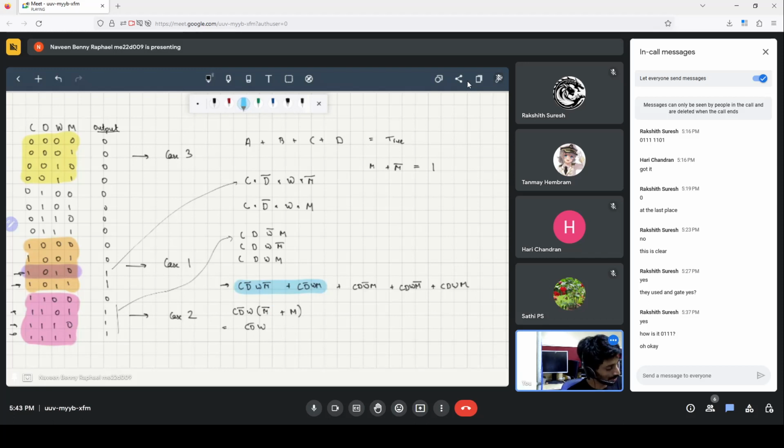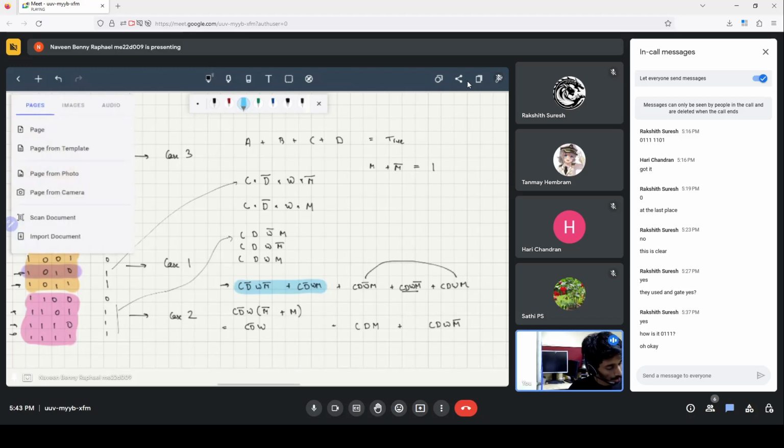And similarly, we can do that here. We can take this and this, so we'll get plus C D M. And the last one cannot be paired similarly, so we'll just leave it as C D W M bar.